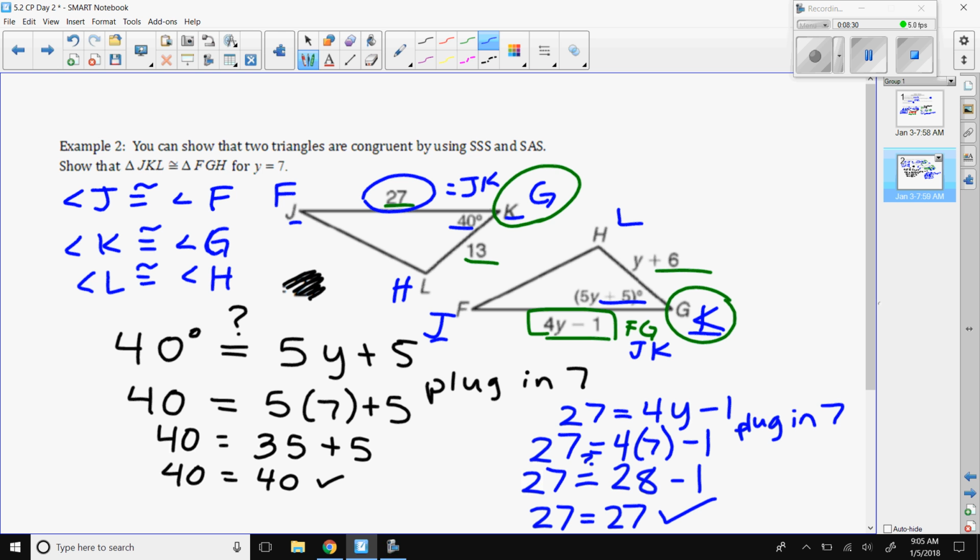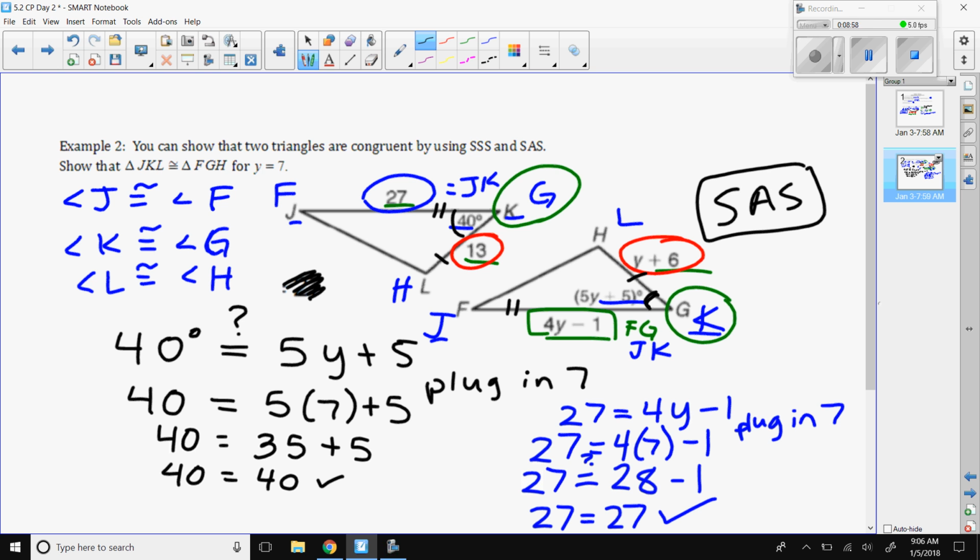You could do the same for 13 and y plus 6. I'm not going to do it right now, but this is going to be congruent. And how I know this again, I have a side, an angle, and a side. So I have these two congruent. I have an angle here that's congruent to this angle here, and then I have a side length, and those would be congruent as well. So again, we're using side angle side would be what we see here.